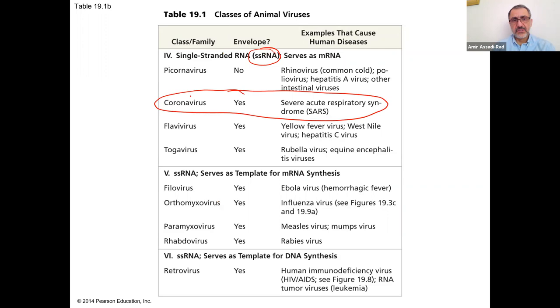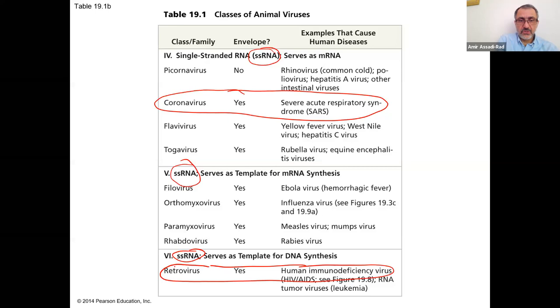Tocovirus, do not worry about that. Filovirus, mixovirus, no. Paramyxovirus. These are all examples of single-stranded RNA, which serves as a template for mRNA synthesis. And are there single-stranded retroviruses? Yes, definitely you should know HIV. It is single-stranded RNA. That one you should know also.